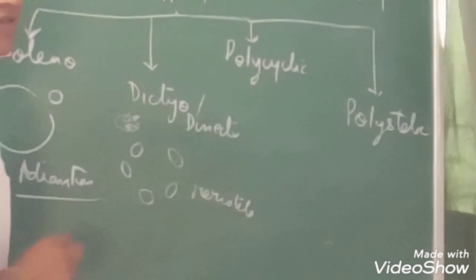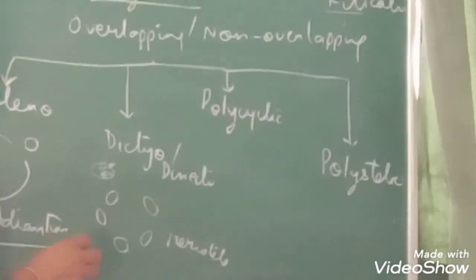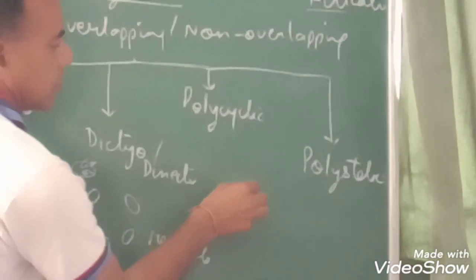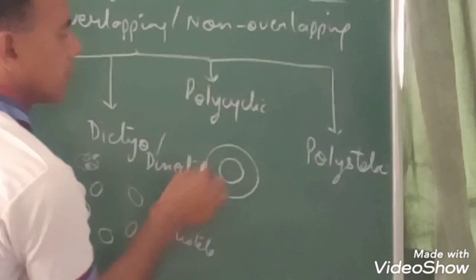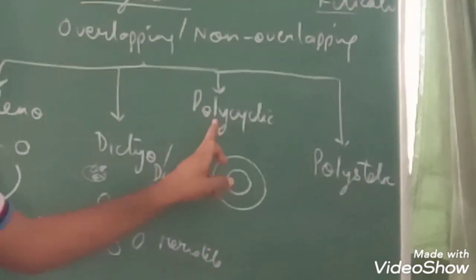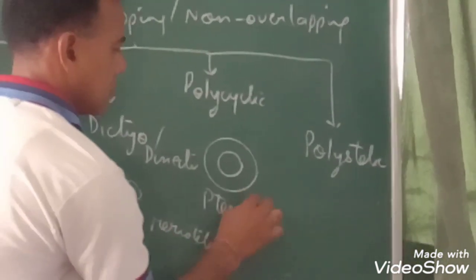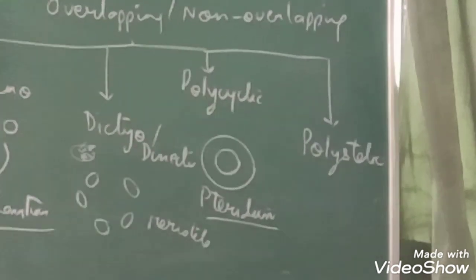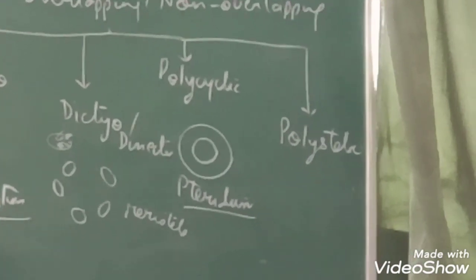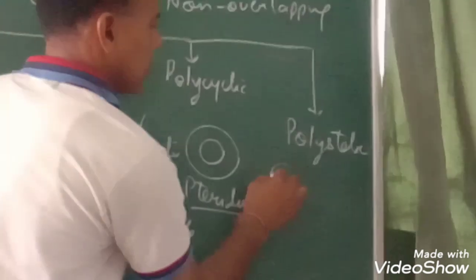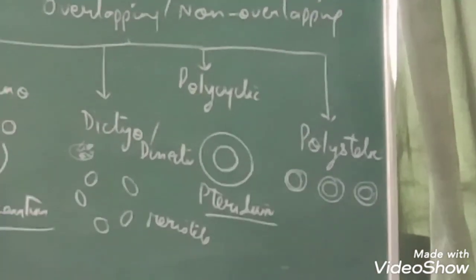Now coming to polycyclic siphonostele, the vascular tissue is present in two or more cylindrical forms like this, one circle and another circle. This is thus known as polycyclic. Example is Pteridium. And polystelic means there is presence of many steles. The number of steles may be 2 to 16, and a very common example is Selaginella.